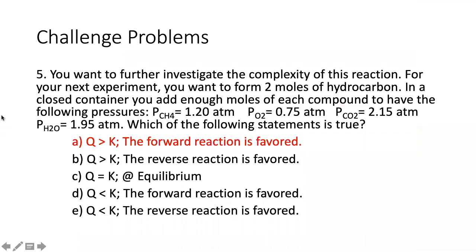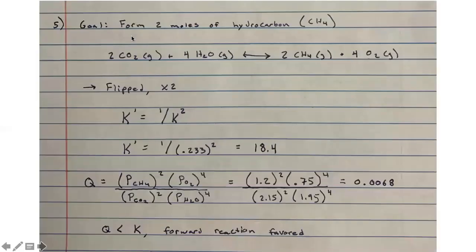Okay, in question 5, we want to further investigate this reaction. In this experiment, we want to create or form 2 moles of hydrocarbon. And then we're given a bunch of pressures for the compounds, and they ask which of the following statements is true. It's obviously a Q versus K problem because that's half of each answer choice. The big key here is not only is this a Q versus K problem, but this is also a manipulations of K problem, because they say for this experiment, you want to form 2 moles of hydrocarbon, meaning we need to form 2 moles of methane.